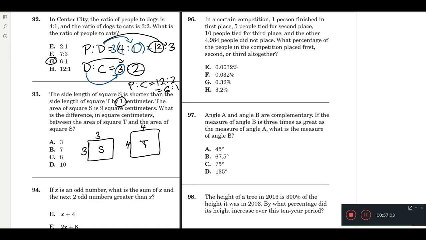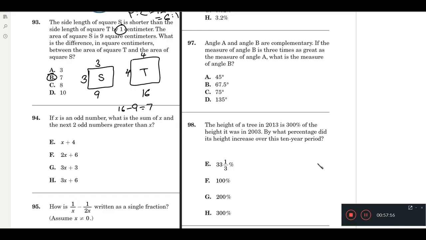So this is 16 and this is 9. They said the difference between them, so 16 minus 9 is 7. Yeah, you got 7. You get it, Taimur? Yes.